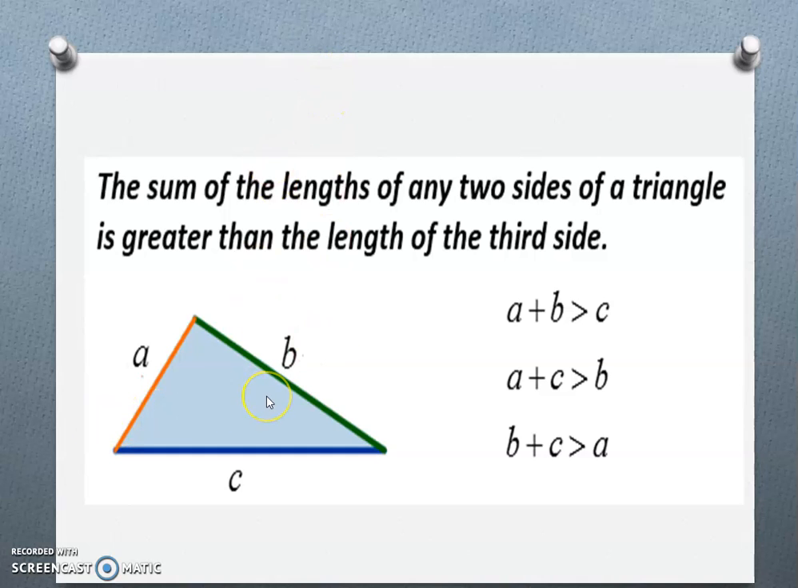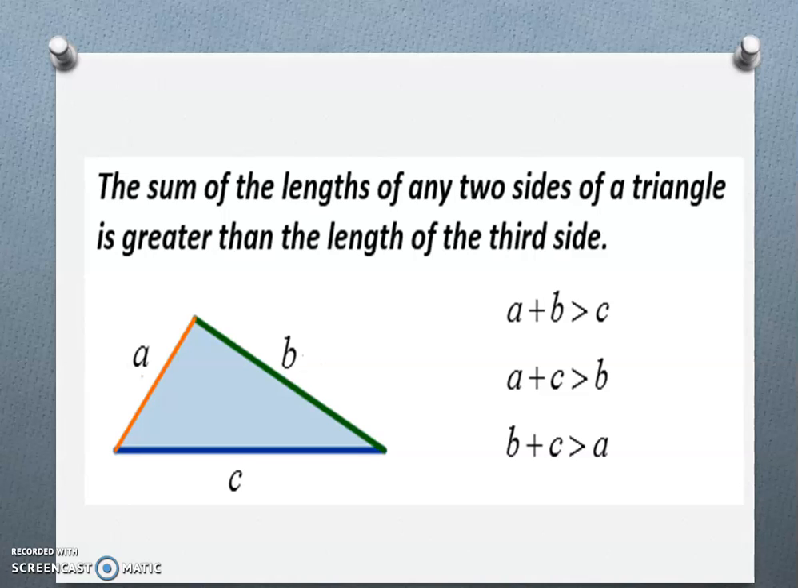Now, here you have to take a scalene triangle to understand the property better. This triangle is a scalene triangle having three different lengths, A, B and C. If you add any two sides, suppose you add A and B, the sum will always be greater than the third side C. In the same way, if you add A and C, their sum will always be greater than B. And B plus C will always be greater than A. So this is the first property of inequality.